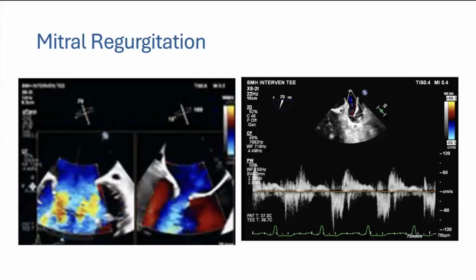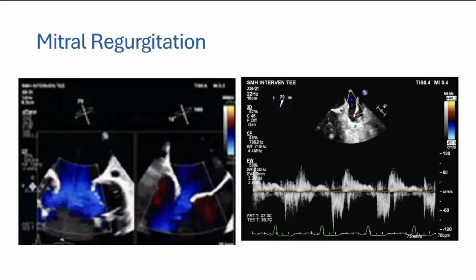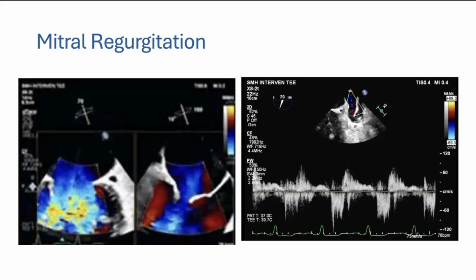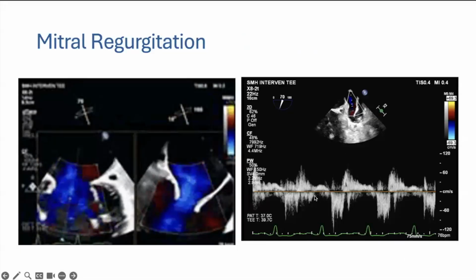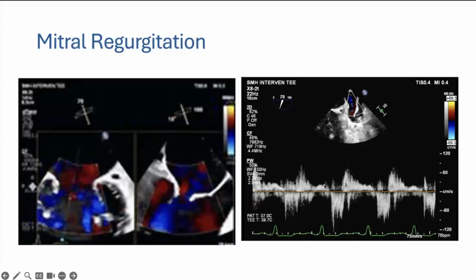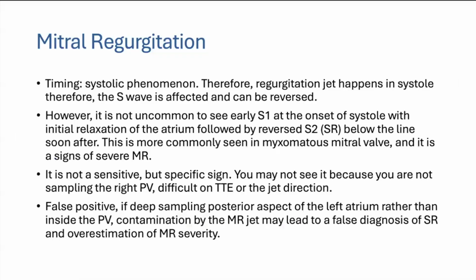First one, this is also from our Echo Lab. So the one on the left side is a TEE for a patient who has mitral regurgitation. And on the right side, you see a very nice waveform. So what you see here, actually, I'll tell you later. When talking about mitral regurgitation, there are a few things to talk about. So the timing. Remember, we said it's a systolic event.